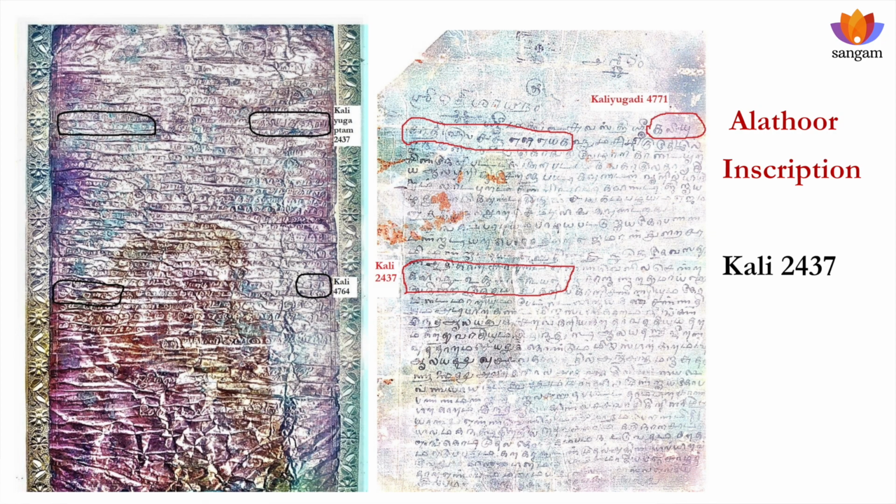There are village records recorded by Colonel Mackenzie. It mentions Kali 1986. Those records are available in Telugu University. And this is an Alathur inscription from the Kongu region of my Tamil Nadu state. It mentions Kali 2437, before 700 BCE.